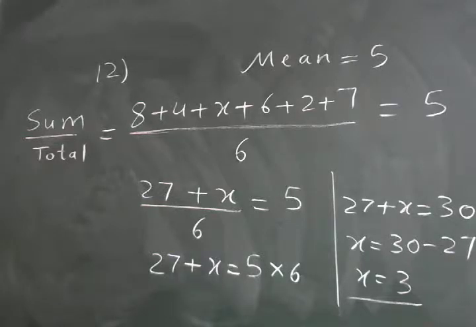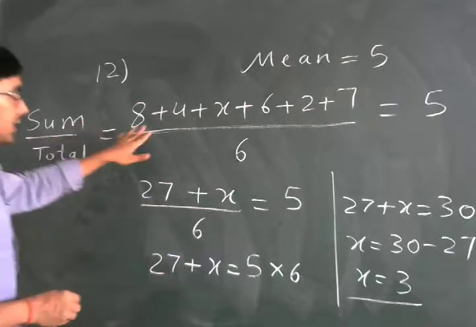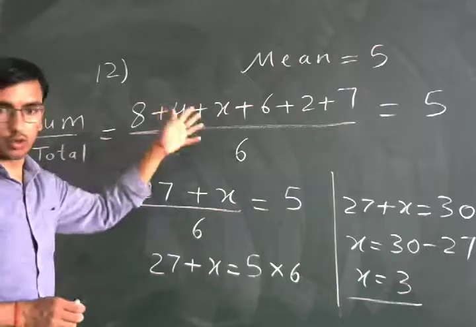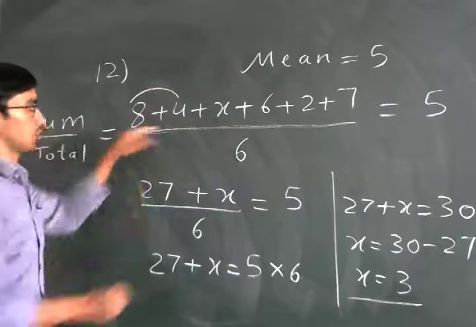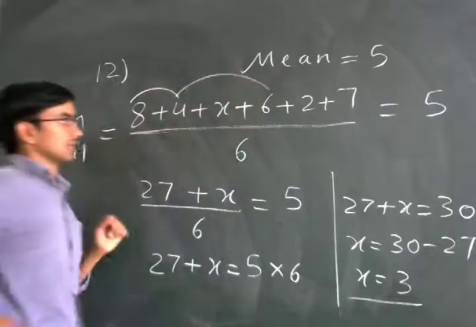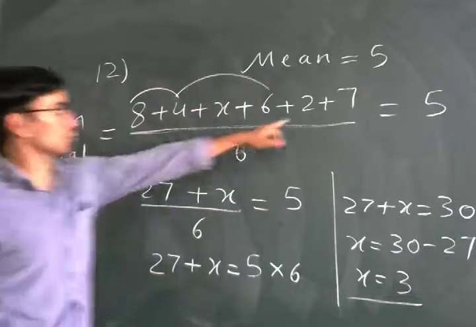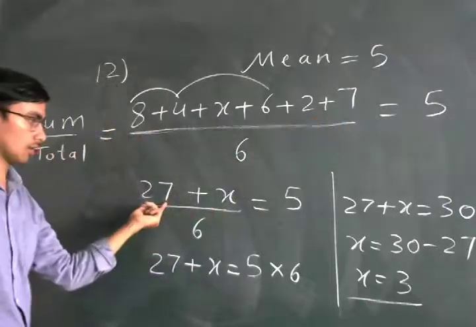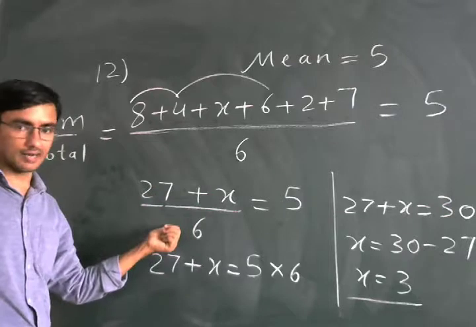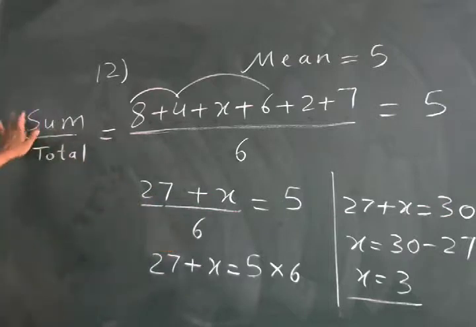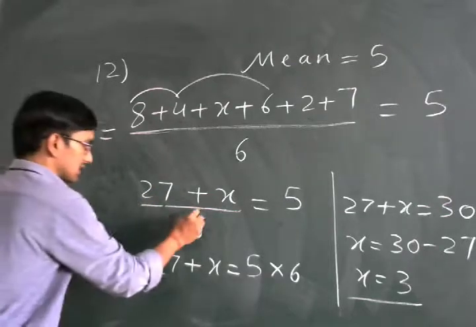27 plus x, because first of all, one of the numbers we don't know, so we add the remaining numbers. What are the remaining? 8 plus 4 is 12, 12 plus 6 is 18, 18 plus 2 is 20, plus 7 is 27. Now 27 plus x divided by total, because the mean formula is sum upon total. Now this is in division.